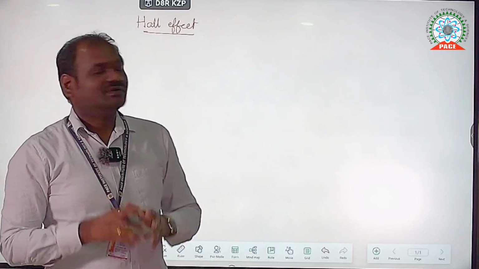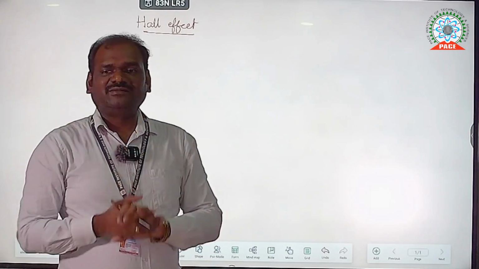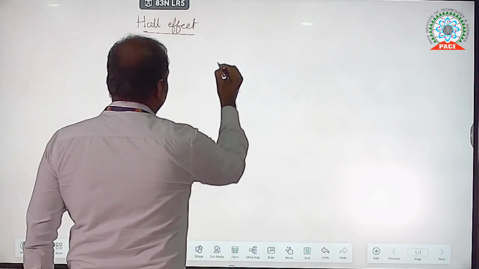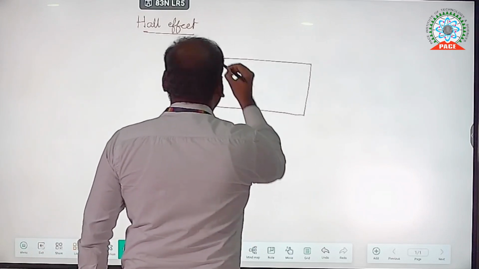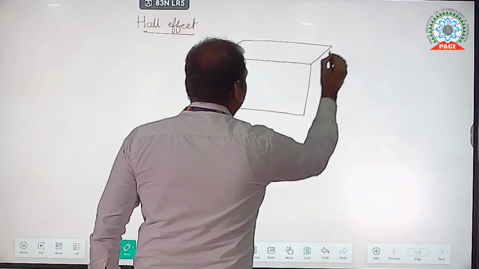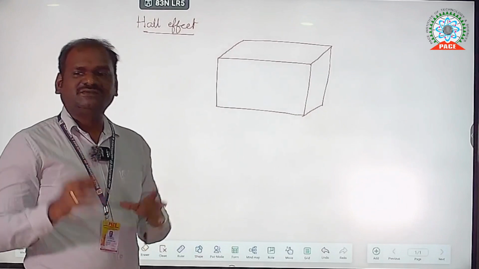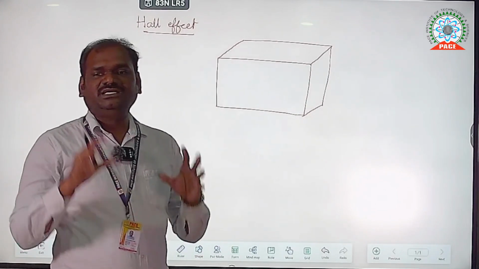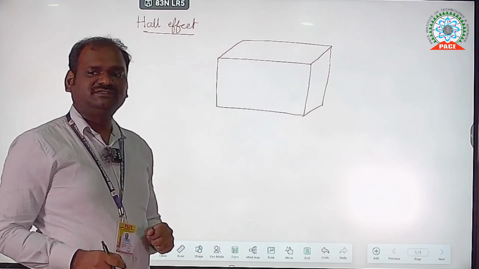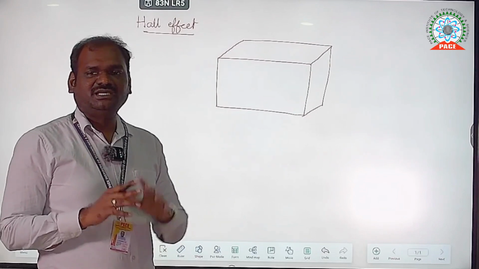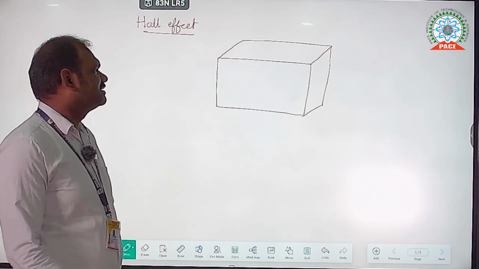Now, let us see what the Hall effect is in semiconductors. Take a slab of semiconductor material like this. In this semiconductor there are two types of charge carriers, electrons and holes. Electrons have negative charge and holes have positive charge, but the magnitude of the charge is equal, with opposite sign. Now, this is the slab of semiconductor. Let us see what the Hall effect is.